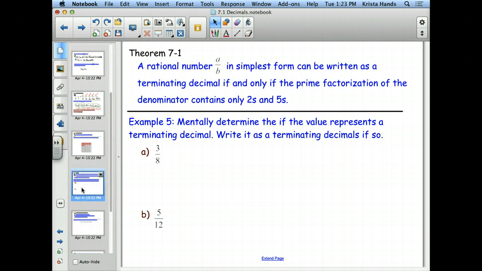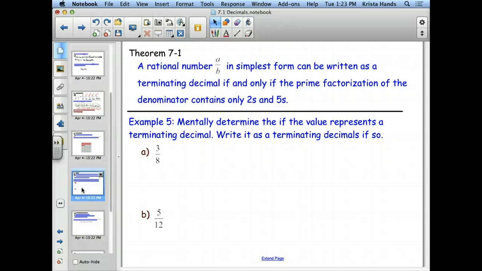All right, let's take a look at the theorem. Any rational number, a over b, in simplest form, can be written as a terminating decimal if and only if the prime factorization of the denominator contains only 2's and 5's. This is actually giving you information about how in the world you know whether a fraction turns into a decimal but terminates. Terminates just means stops, okay? And it doesn't sort of do the repeating thing. How do we know when that happens?